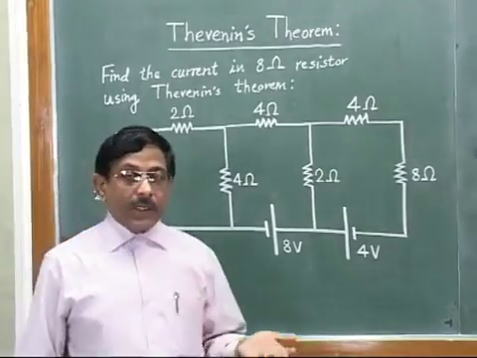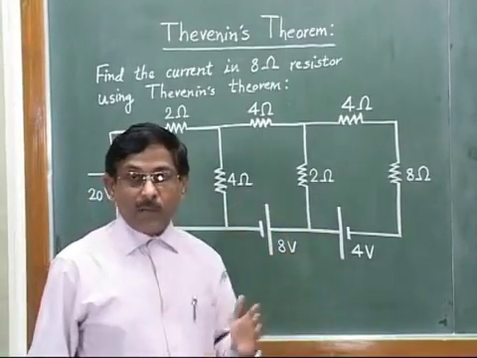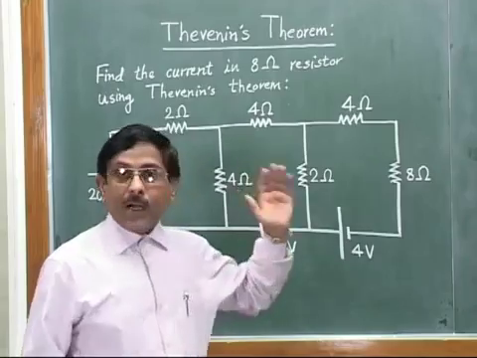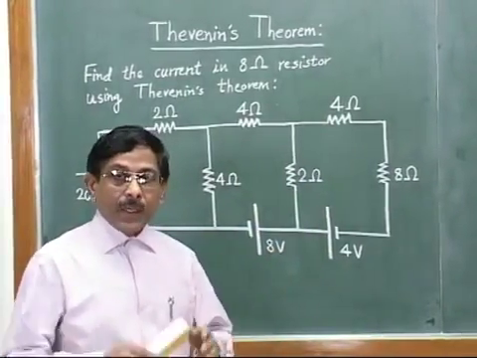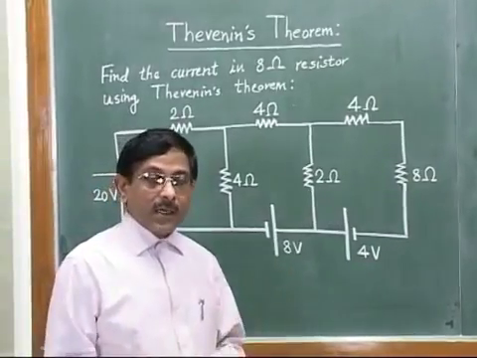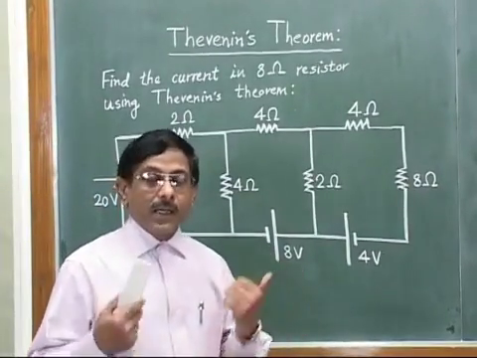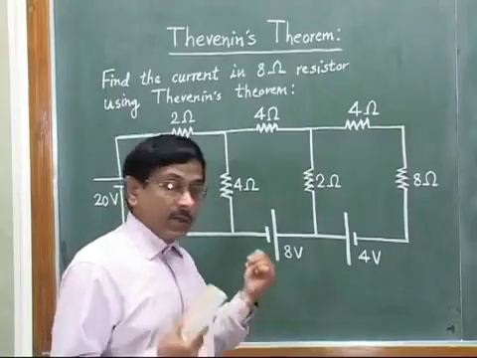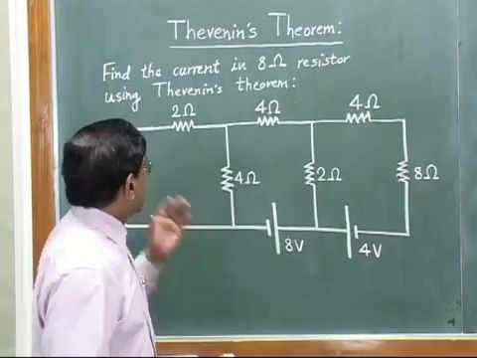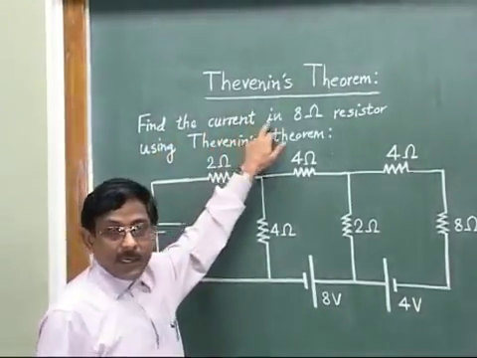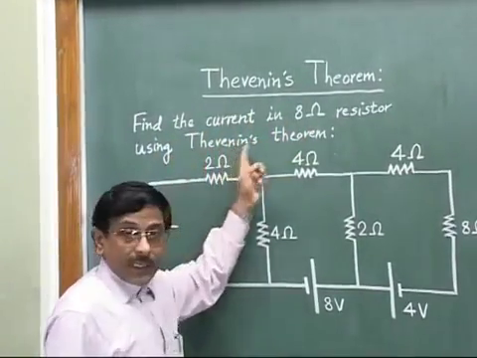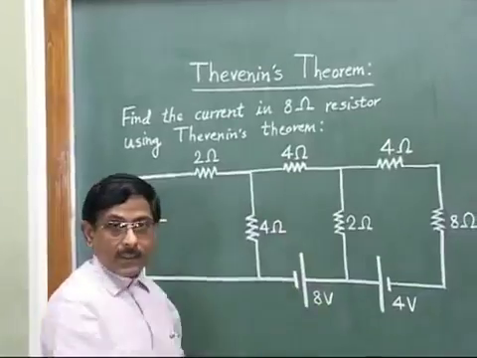The benefit of taking the same problem here is that once we arrive at the solution with Thevenin's theorem, we can easily cross check whether our answer is correct or not, because we have earlier found the solution for this problem. So I have written here the problem statement: find the current in the 8 ohm resistor using Thevenin's theorem, and this is the circuit.